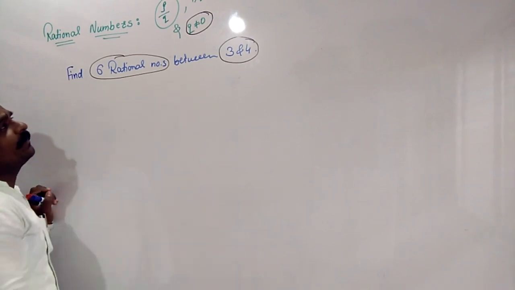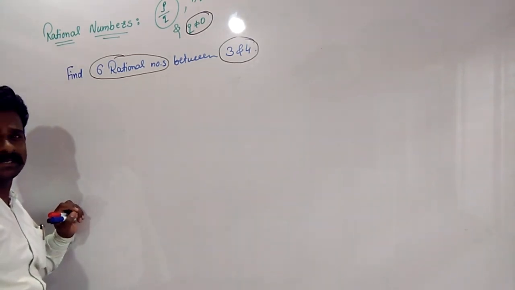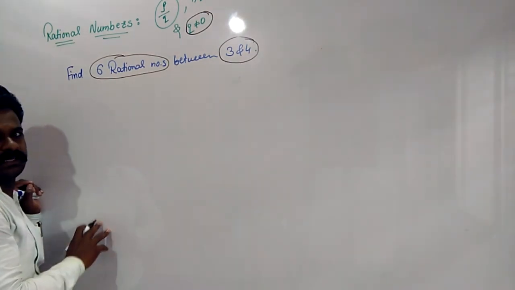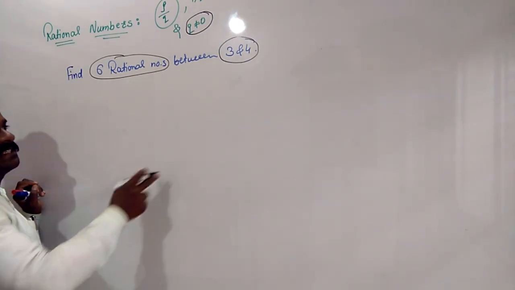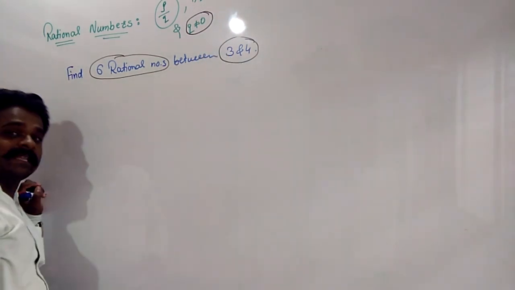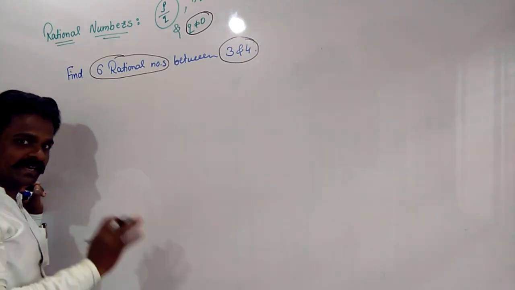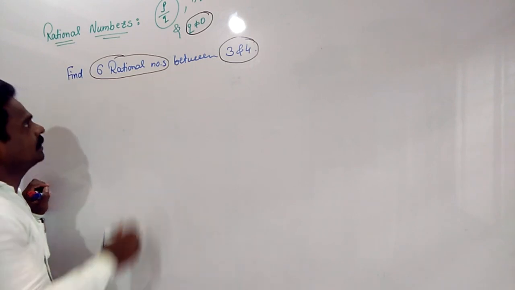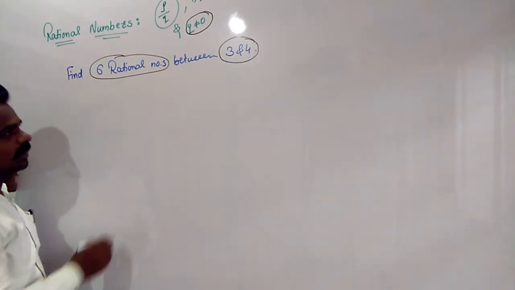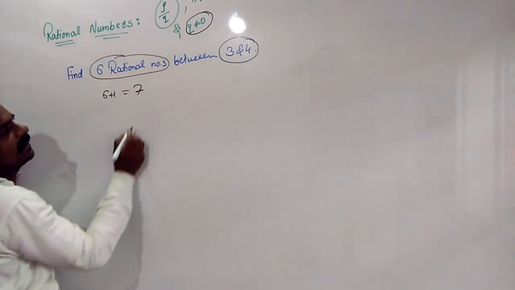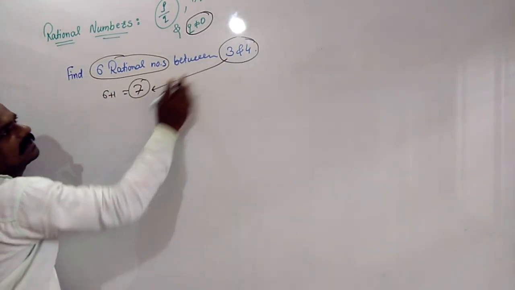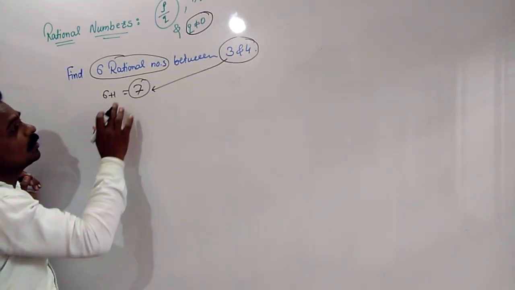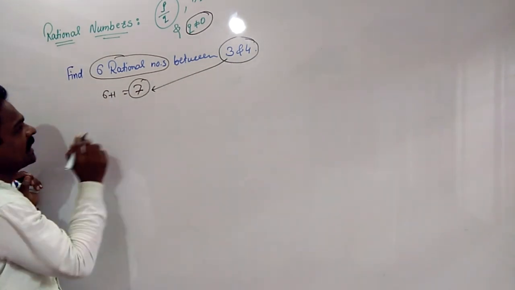So if we are going to find 6 rational numbers, then we will just add 1 to it. That means 6 plus 1, it will become 7. And just express this 3 in terms of a number whose denominator is 7, and this 4 in terms of a number whose denominator is again 7. So 6 plus 1 is equal to 7. We have to express these two numbers, 3 and 4, as numbers whose denominator is 7.